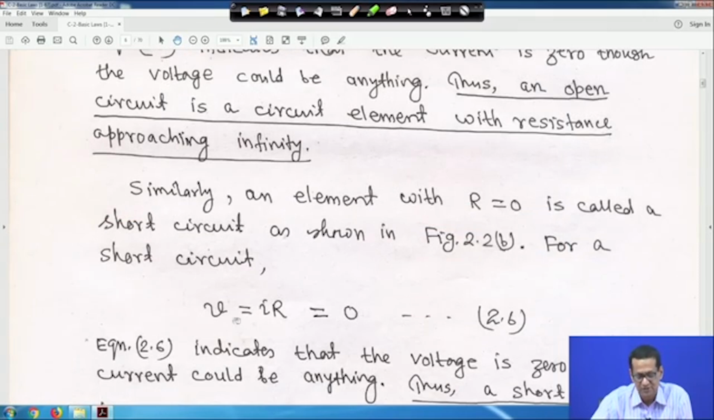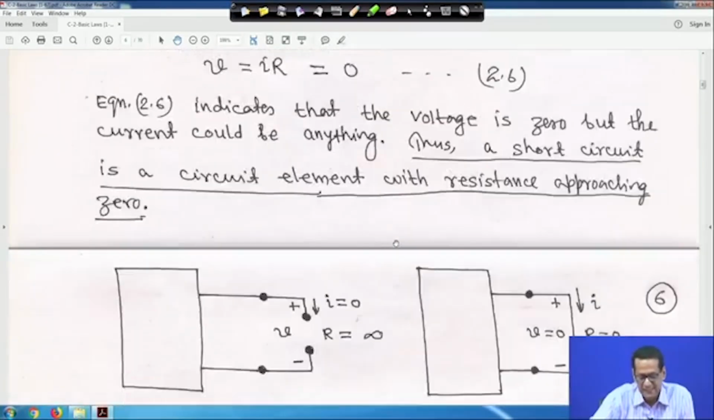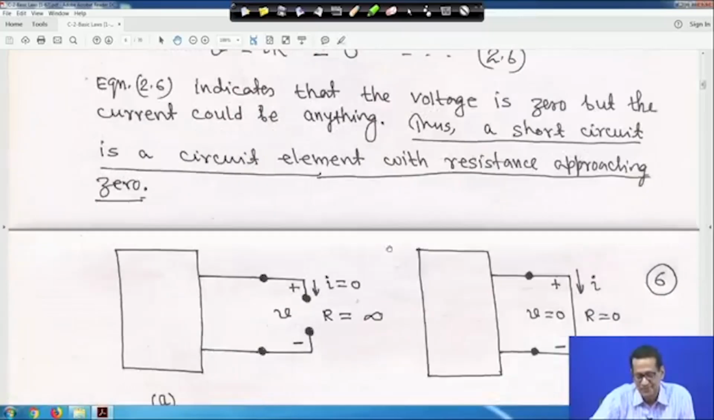So, R tends to 0. So, V is equal to 0, but I is not 0 for a short circuit; it is a fault. It will carry a huge amount of current, and if a short circuit happens, your electrical devices or elements will be damaged also, right. So, these are the two cases, open circuit and short circuit. Open circuit means resistance is infinity, short circuit means resistance is 0, right.